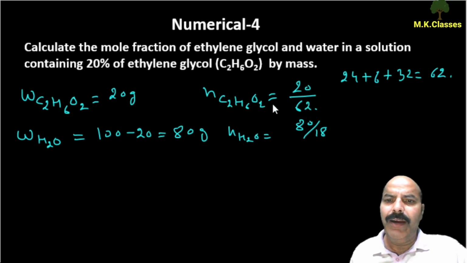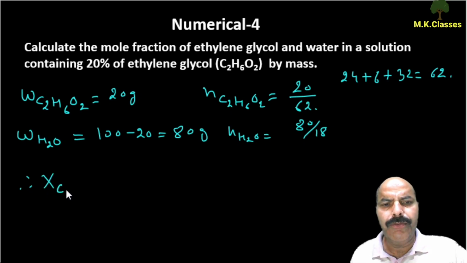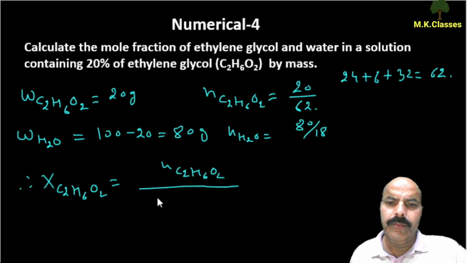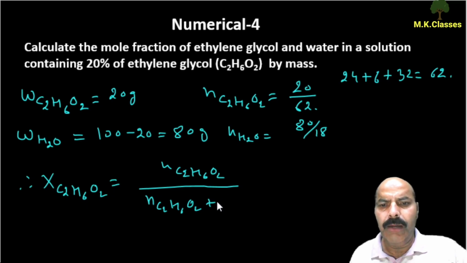So we have found out the number of moles of ethylene glycol and water, beta. So now we can find out the mole fraction of C2H6O2, beta. That is nothing but the number of moles of C2H6O2 upon the number of moles of C2H6O2 plus the number of moles of H2O. Why?